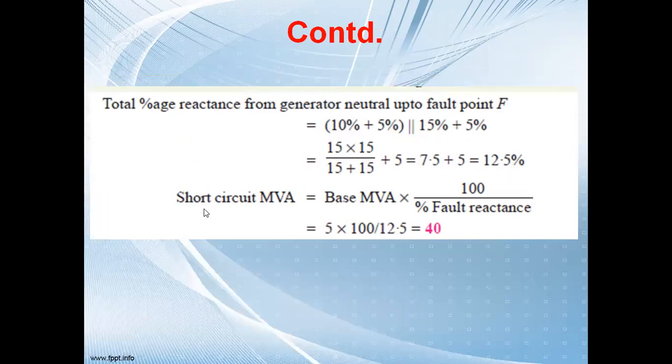Now the short circuit MVA will be equal to base MVA into 100 divided by percentage reactance. So the base MVA we have chosen is 5 MVA, into 100 by the percentage reactance, that is 12.5. So this will come as 40 MVA.